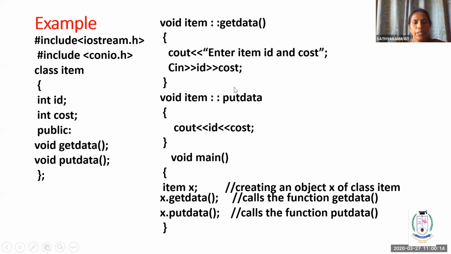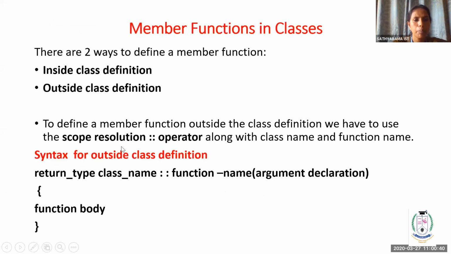Now we are going to define the functions outside the class. For example, the first function: here getData as well as putData. These two are the functions present in your class item. Every function we are going to define outside the class. How will you define it? Recollect the previous syntax: return type, class name, scope resolution operator, function name, the argument which is optional, and the function body.